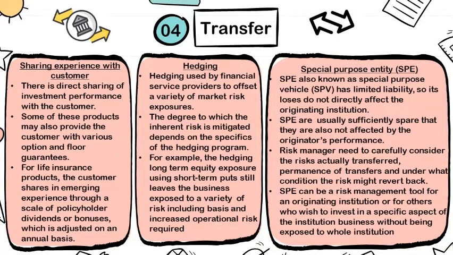Next is transfer. Transfer can be divided into three: sharing experience, hedging, and special purpose entity, SPE. Sharing experience with the customer: there is direct sharing of investment performance with the customer. Some of these products may also provide the customer with various option and floor guarantees. For life insurance products, the customer shares emerging experience through a scale of policyholder dividends or bonuses, which is adjusted on an annual basis.